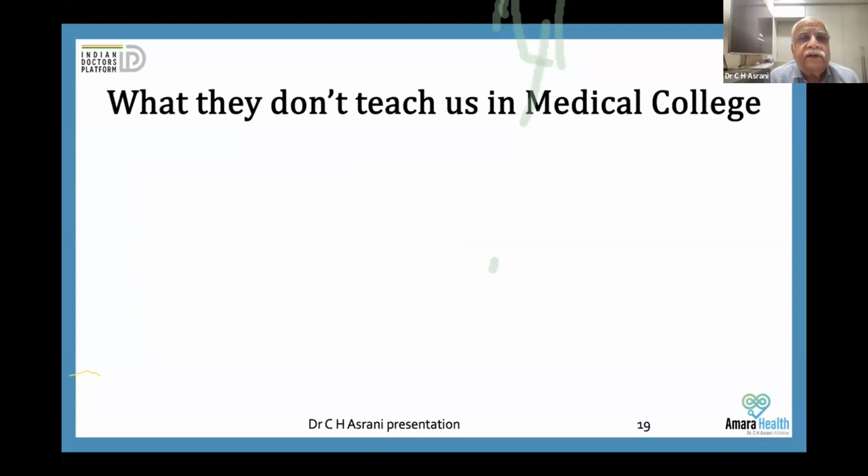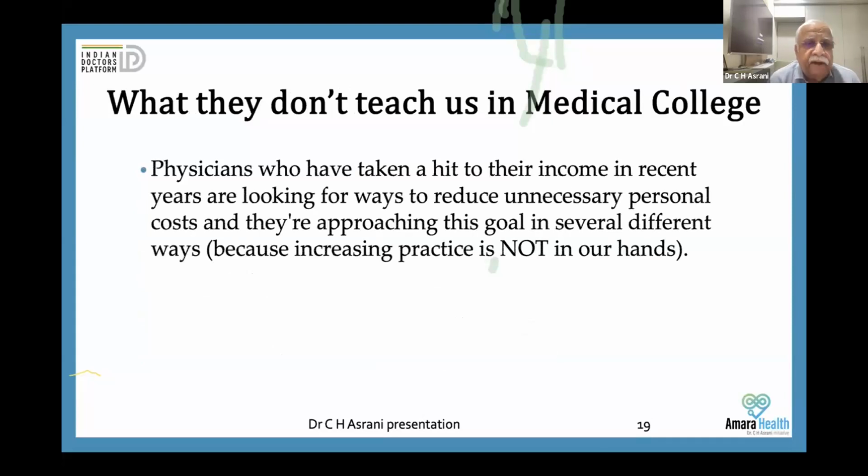What they don't teach us in medical college. This is a survey again from America. Physicians who have taken a hit to their income. In India, a lot of doctors shut down practice because the premises were on rental. They couldn't afford to pay the rent. And everybody noticed that income has dropped. So the doctors are looking at ways to reduce unnecessary expenses, because increasing practice is not in our hands. Every morning you go, you don't know how many patients you will see today and how much money you will make.